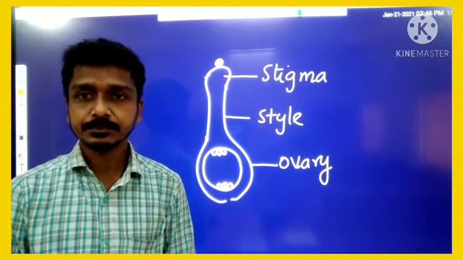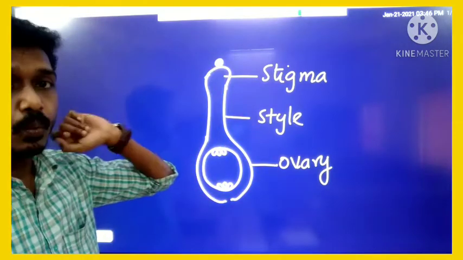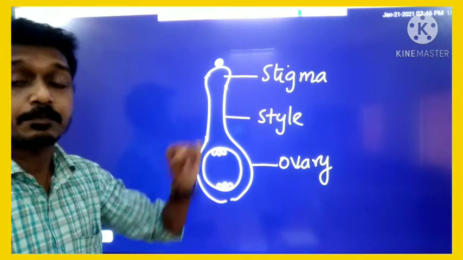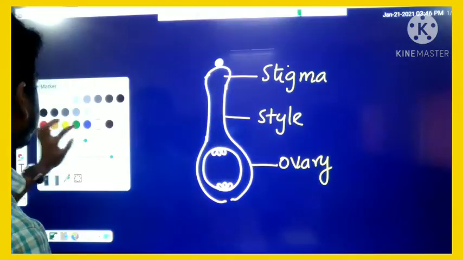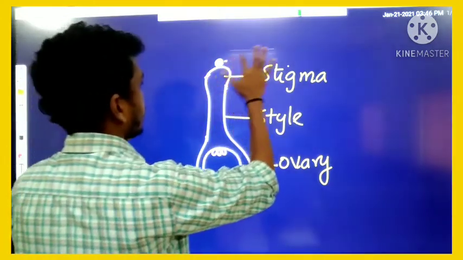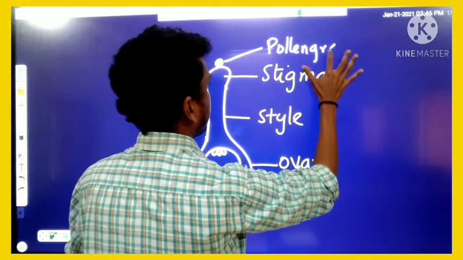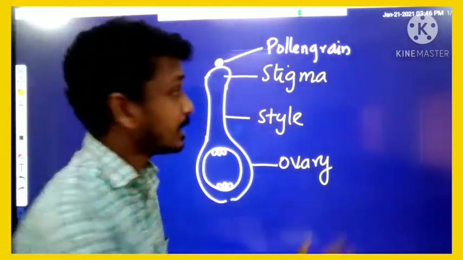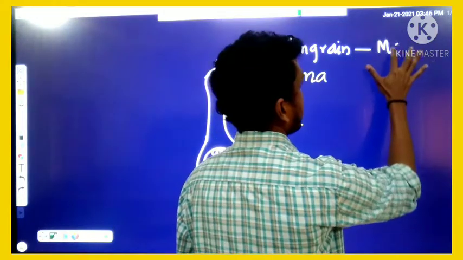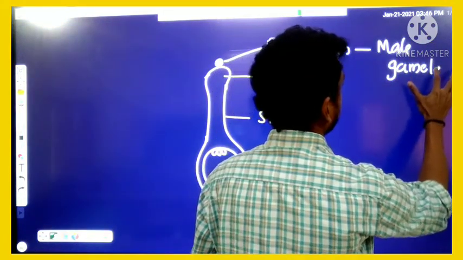Inside the ovary. Clear? Yes. What reaches here? Pollen grains reach here after pollination. Pollen grains contain the male gamete.